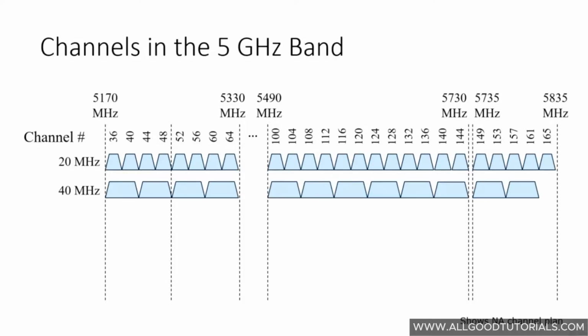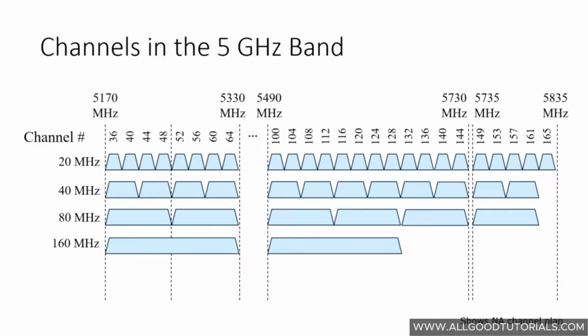In 802.11n, you can aggregate two 20 megahertz channels together to form a 40 megahertz channel. Doubling the bandwidth doubles the data rate. And so 802.11n gets you up to higher data rates, in part because of going to these wider bandwidths.